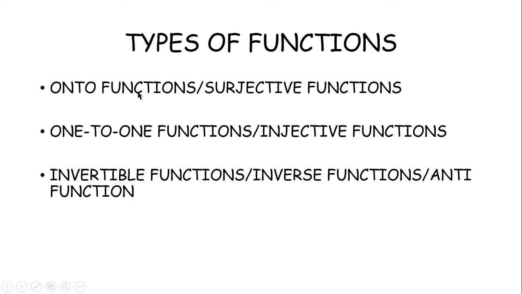The onto function is also known as the surjective function, but more commonly it is known as the onto function. Similarly, the one-to-one functions are also known as injective functions, but again more commonly they are called the one-to-one functions. Then we have the invertible functions, which are also known as the inverse functions or anti-functions, but more commonly we call them invertible functions.